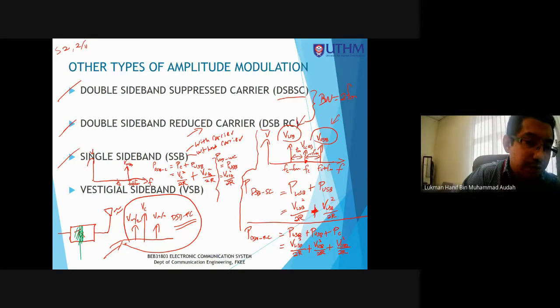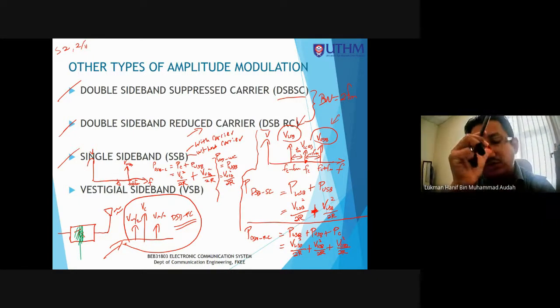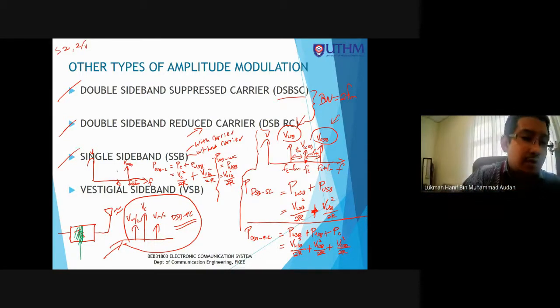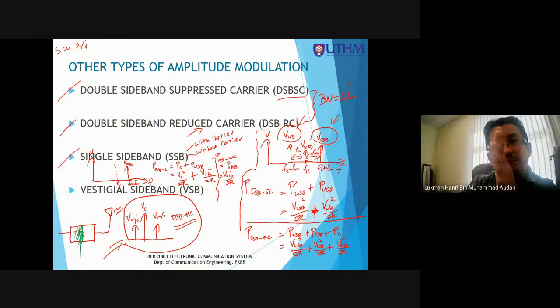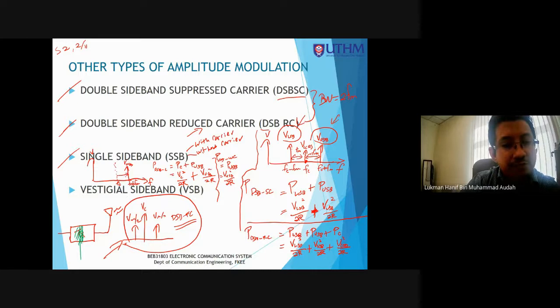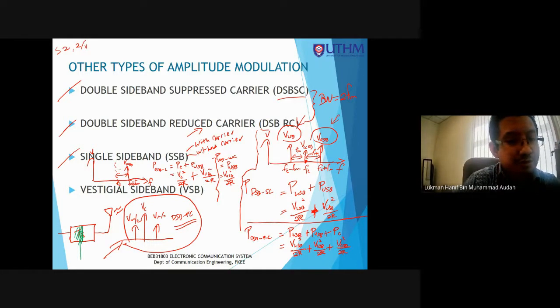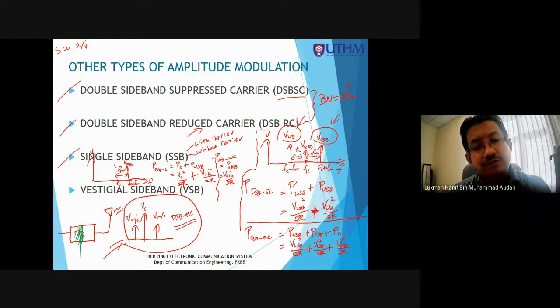What about the bandwidth? The bandwidth for single sideband, either with carrier or without carrier, is measured from the sideband towards the carrier component. In this case we only have a single sideband, just one sideband, so its bandwidth is half of the double sideband. That means the bandwidth is only about FM. The bandwidth is FM.